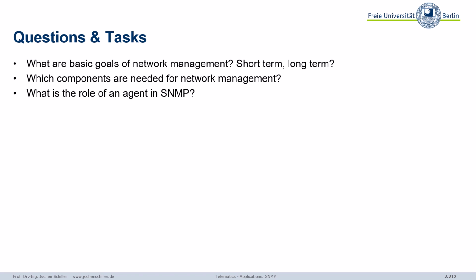So think again, what are the basic goals of network management? We have some short-term goals, maybe some very, very urgent, ultra short-term goals, maybe mid-term, maybe also some long-term goals. What could this be? And think of network management in a very general way, which components do we need? What is needed for network management? So who needs what and what do we want to do with it? And then we have this agent in SNMP. What is this agent responsible for? What is an agent in this context?